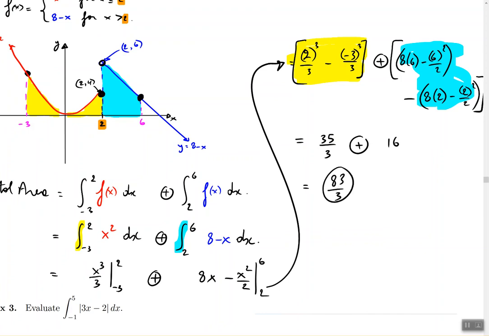So the total turned out to be 83 over 3 when you combine all the yellow numbers with all the blue numbers. And that's the end of the problem.